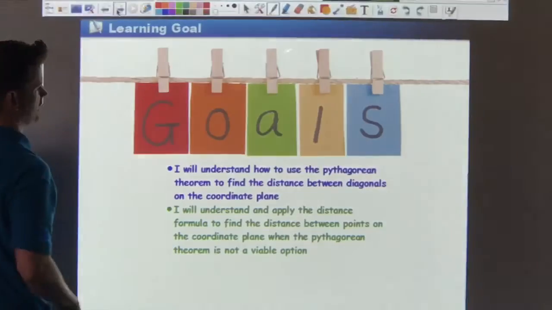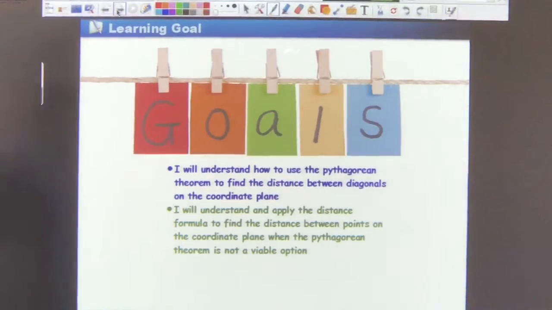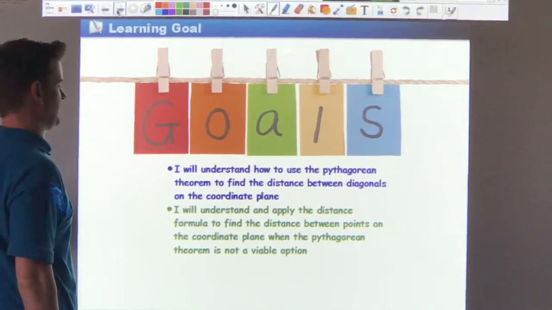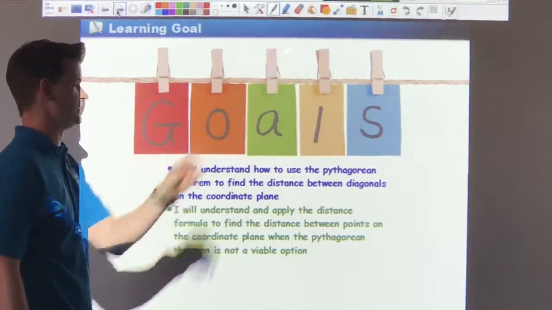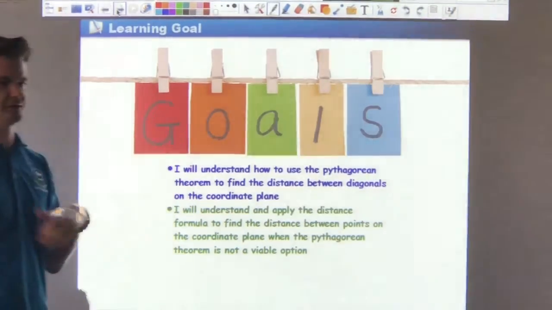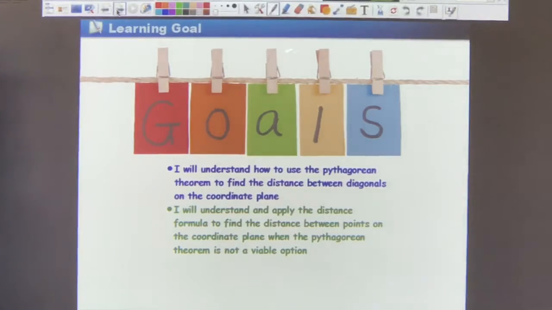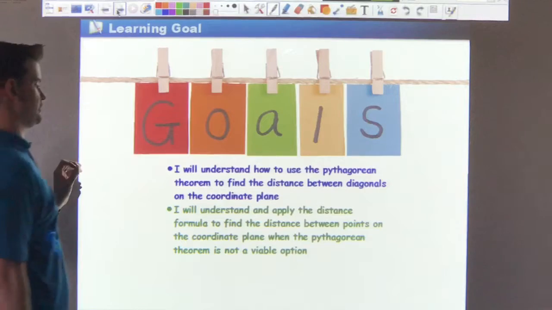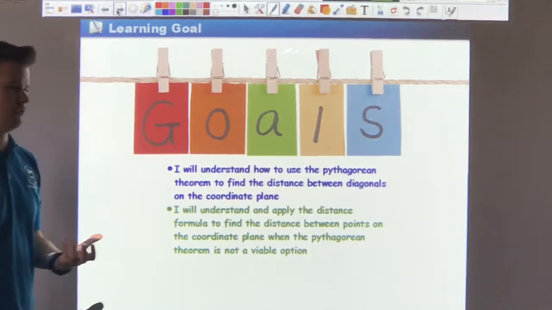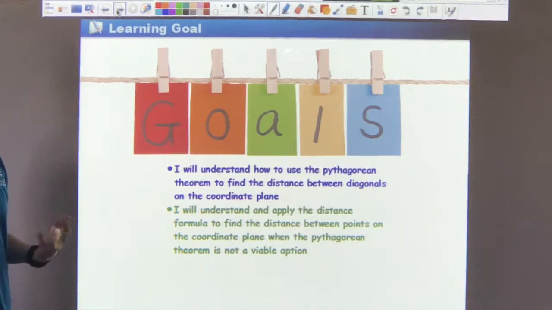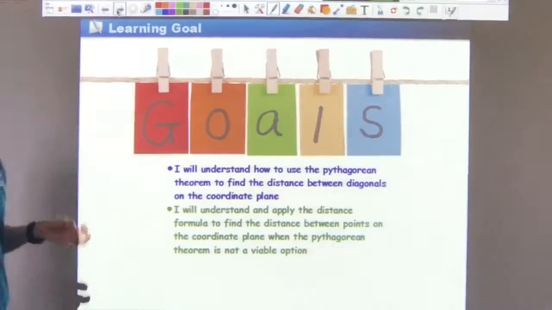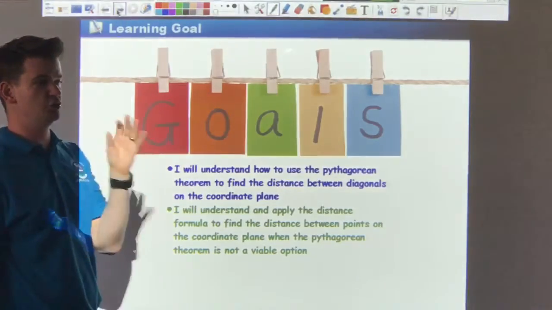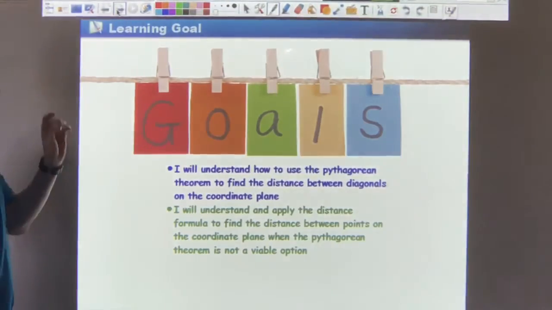Module 12, we're going to be doing 12.3, the distance formula. Today you will understand how to use the Pythagorean theorem to find the distance between diagonals on the coordinate plane. So we pick up with the Pythagorean theorem, but now we have right triangles on the coordinate plane. Then we will understand how to apply the distance formula, similar to the slope formula. Simply take some roots to find the distance between points on the coordinate plane when the Pythagorean theorem is not a viable option, or when we're just given 2 points and we're asked to find the distance.